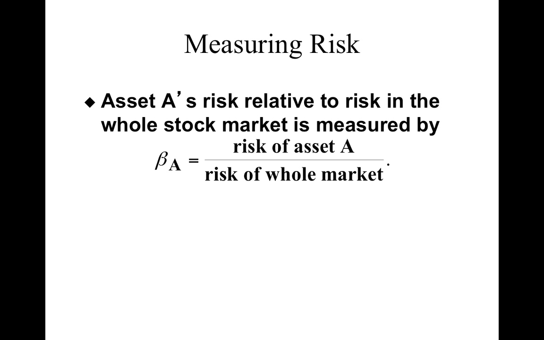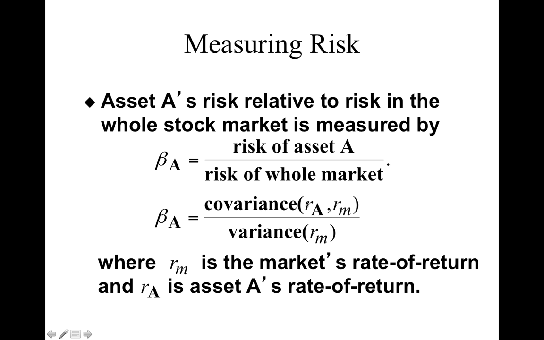So how do you measure asset A's risk relative to risk in the whole stock market? It is given by this symbol, the Greek symbol beta. A is the asset that we have. The risk of asset A divided by risk of the whole market. So this is the proportion. So how much does the asset A's value vary in relation to the variability of the whole market? So in that sense, the risk of asset A is a relative risk.